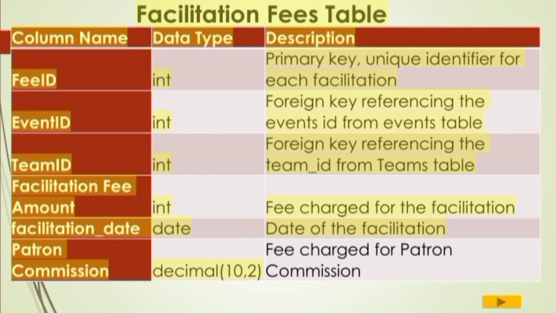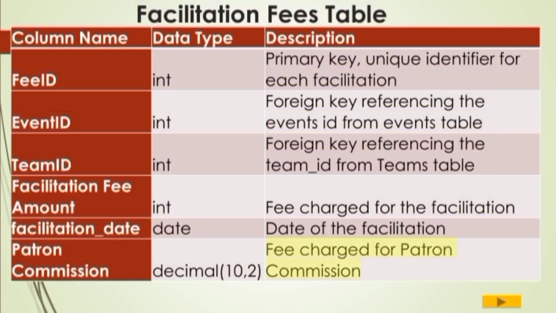Or, facilitation fees table. Column name, data type, description. Fee ID, int, primary key, unique identifier for each facilitation. Event ID, int, foreign key referencing the event id from the events table. Team ID, int, foreign key referencing the team_id from the teams table. Facilitation fee amount, int, fee charged for the facilitation. Facilitation_date, date, date of the facilitation. Patron commission, decimal 10,2, fee charged for patron commission.